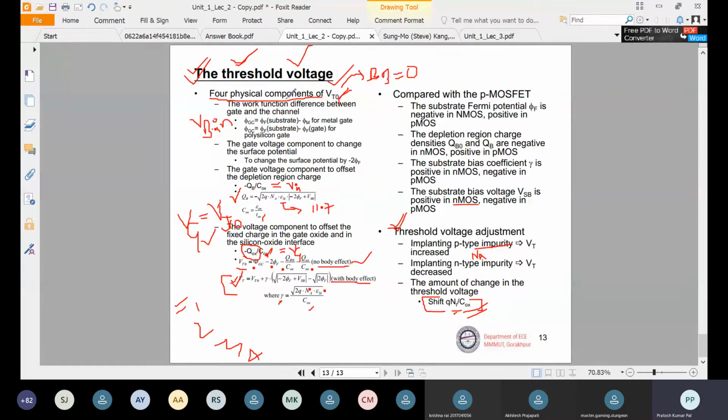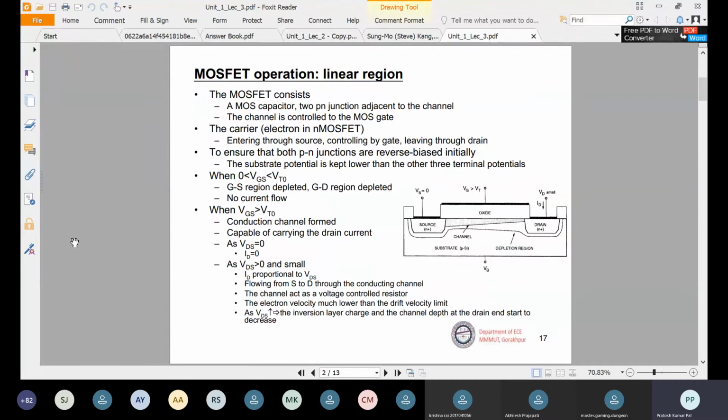Okay, so this was the basic idea of threshold voltage. So next we will be moving towards the MOSFET operation. So up to this, anyone is having any doubt? Okay. So we will be moving towards the next topic, that is MOSFET operation.